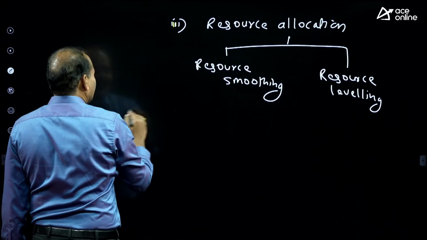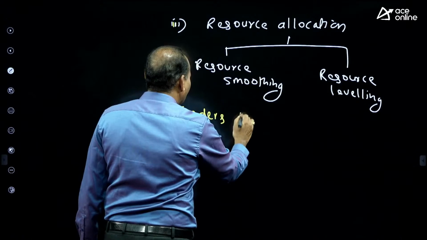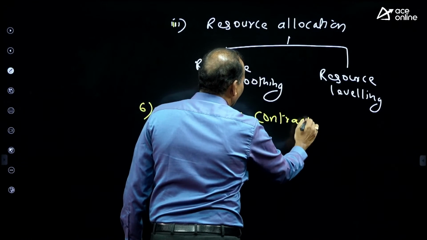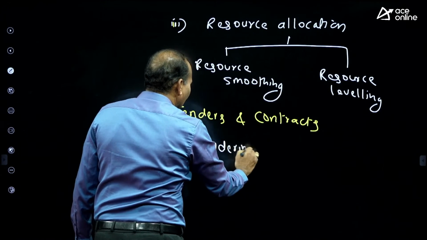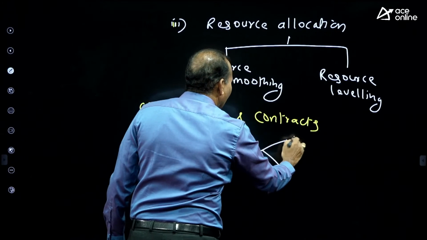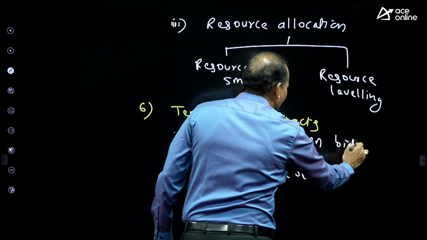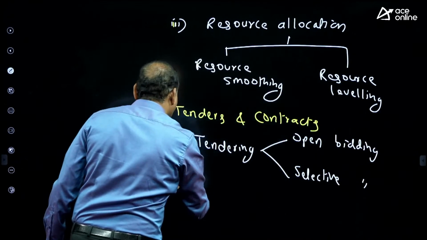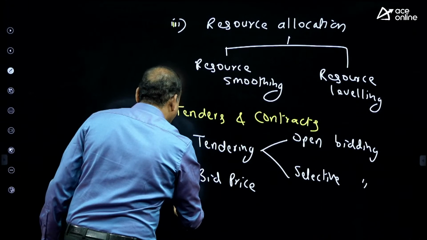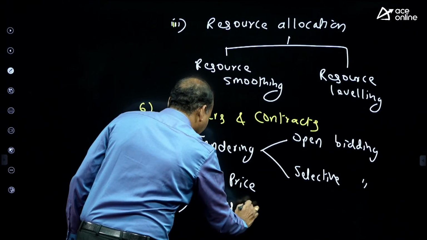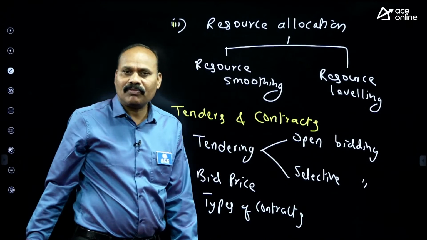Next, tenders and contracts. Next heading, tenders and contracts. In tenders, open bidding and selective bidding, and bid price calculations. Types of contracts. So these three headings are important under tenders and contracts. So different types of contracts.